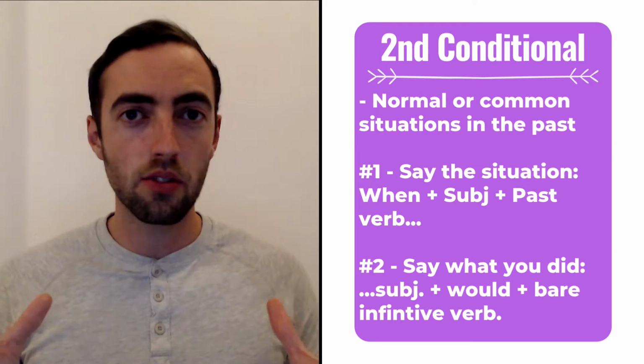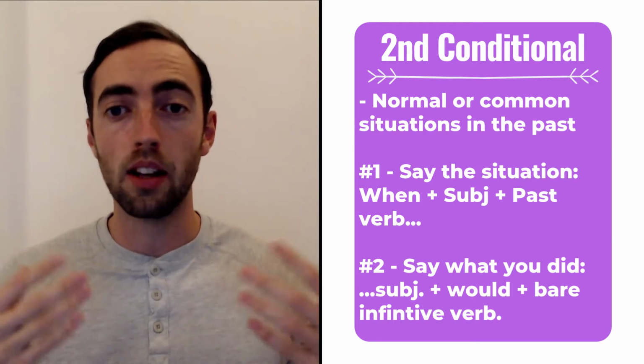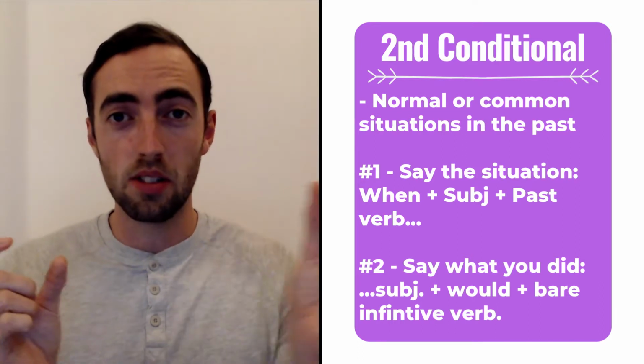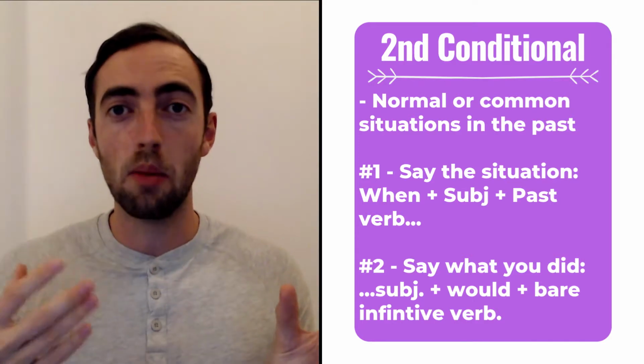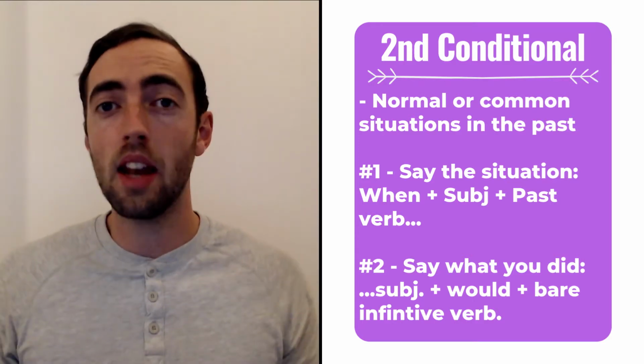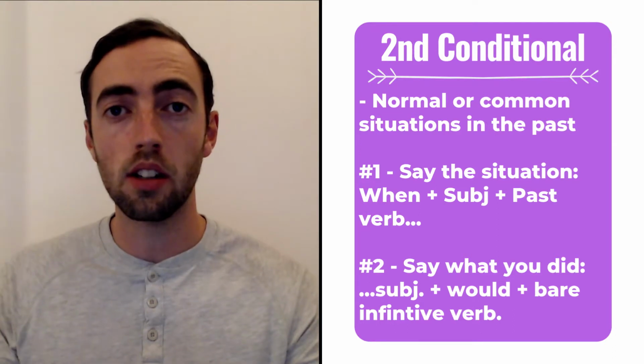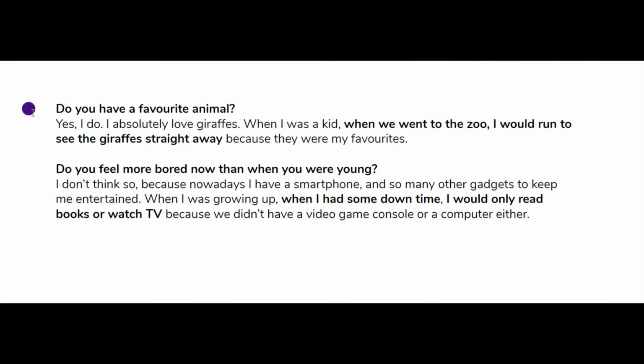This makes it perfect for talking about memories in a complex way because you can give specific situations and talk about your past habits or common activities you did when you were younger. Here are some example Part 1 answers about your memories using the second conditional.